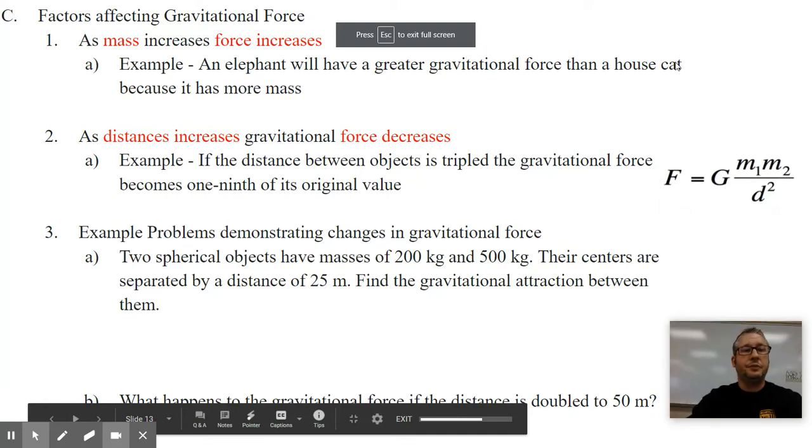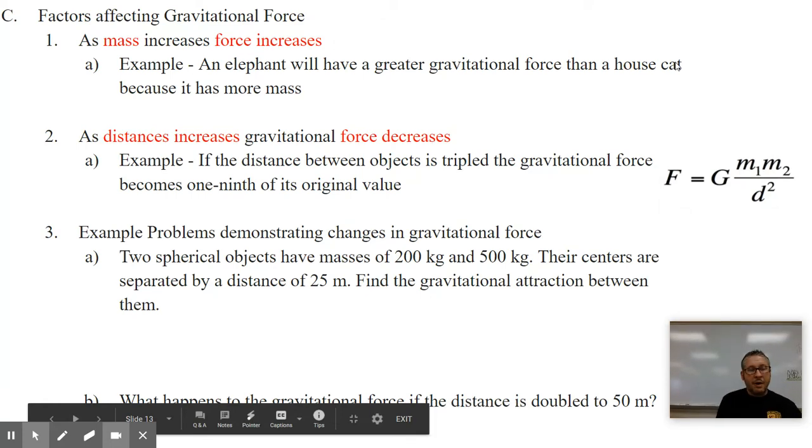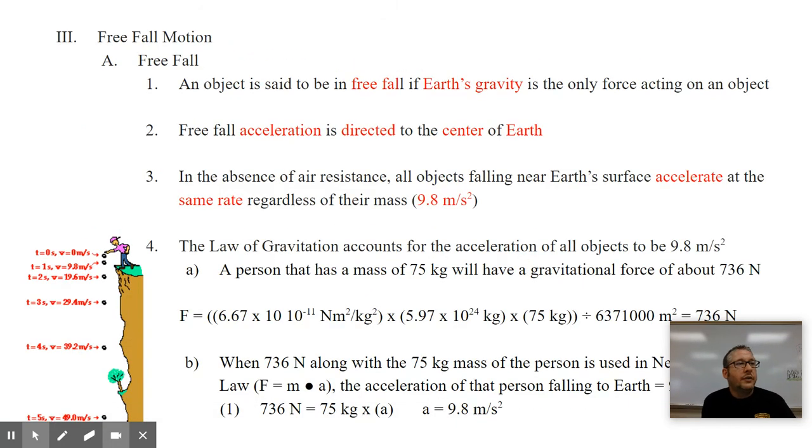But we are going to hop back in here and continue on our merry way. We're going to continue to talk about free fall motion. When we say an object is in free fall, what we're really saying is that Earth's gravity is the only force that is acting on that object as it falls.